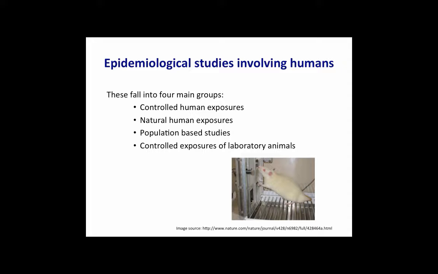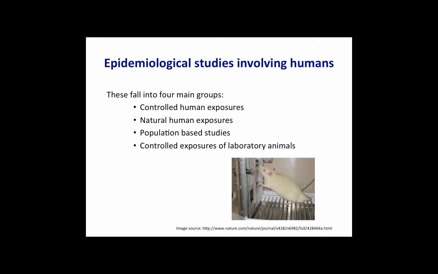Epidemiological studies involving humans mainly fall into four main groups. Now, just to let you know that we're going to be returning to this in a future module. However, in brief, the four main groups are controlled human exposures, where volunteers agree to be exposed to chemicals for specific time intervals while their body's functions are measured.